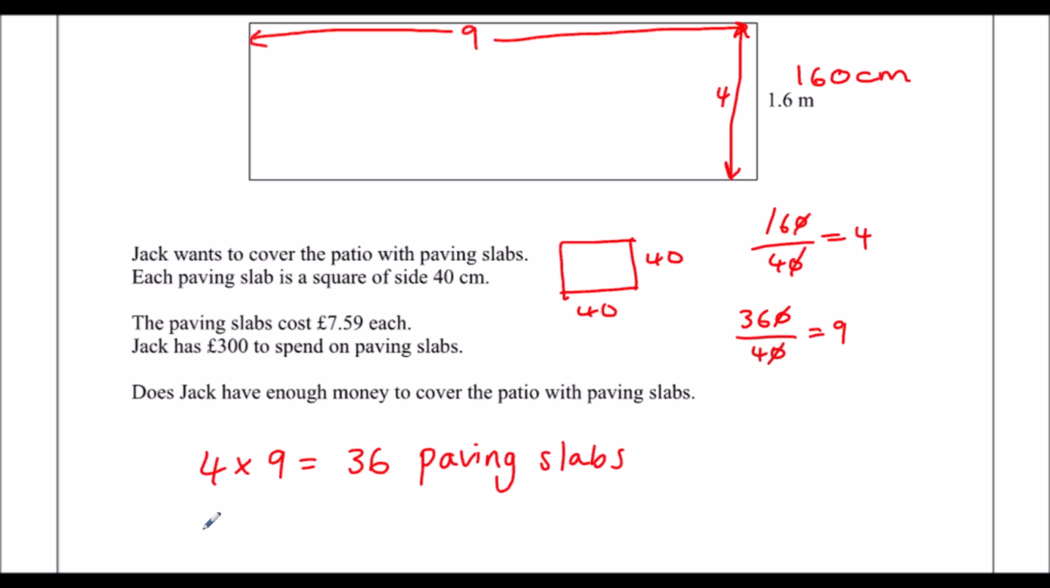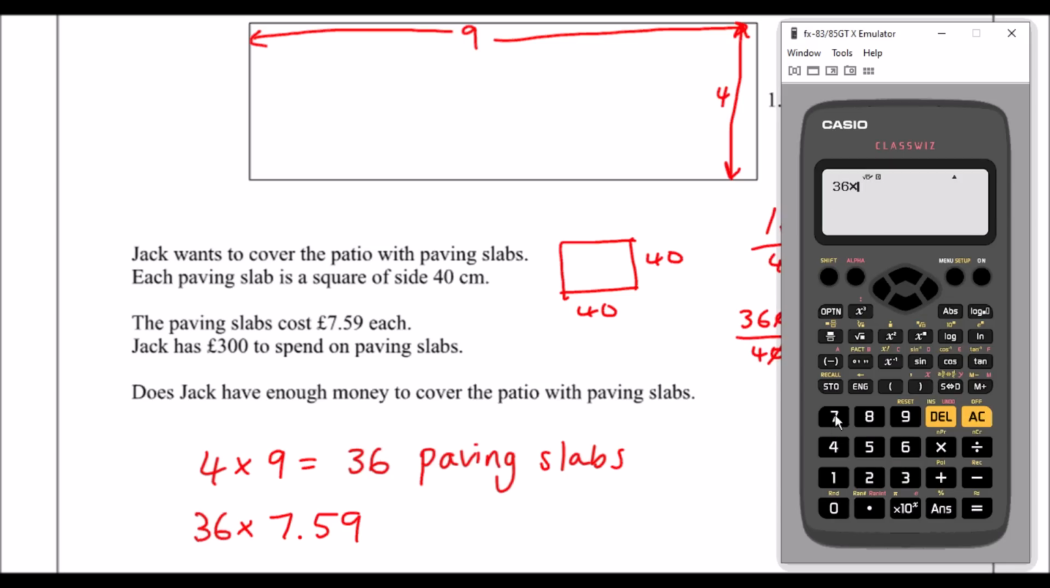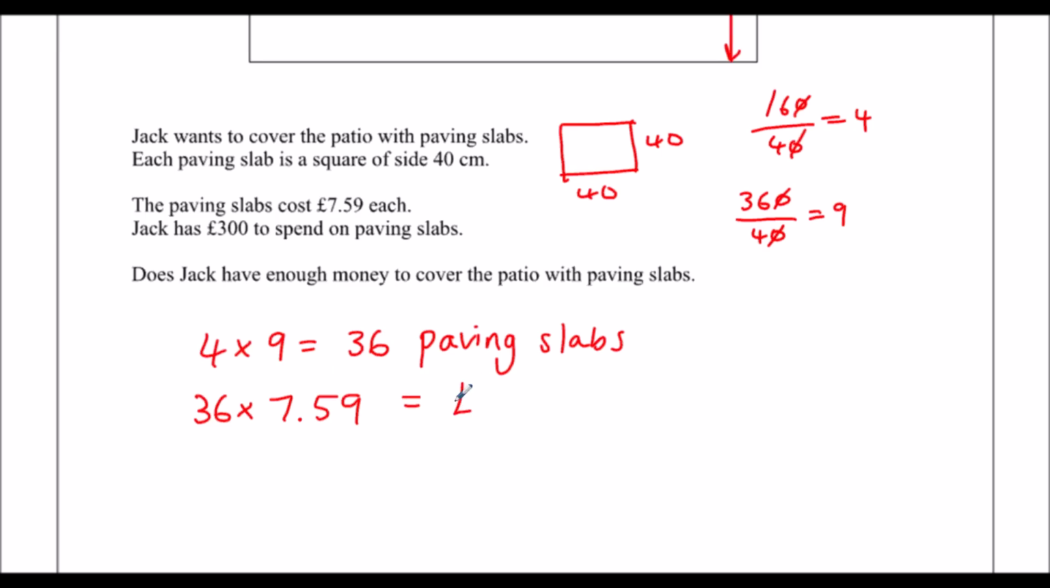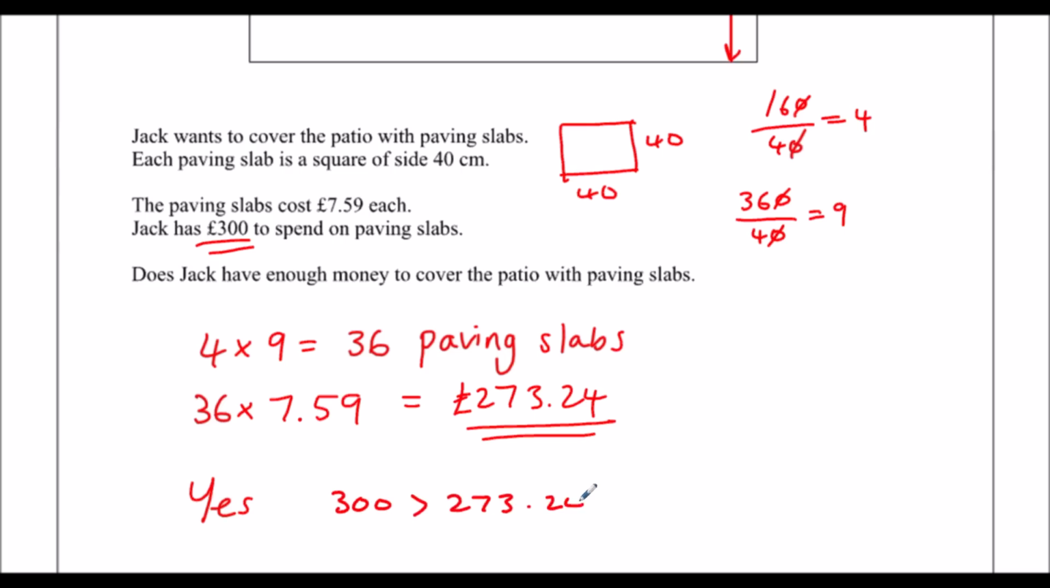They're £7.59 each. So 36 times £7.59 is £273.24. So that's the cost of the paving slabs. Jack has £300. So does he have enough money? Yes. 300 is bigger than £273.24.